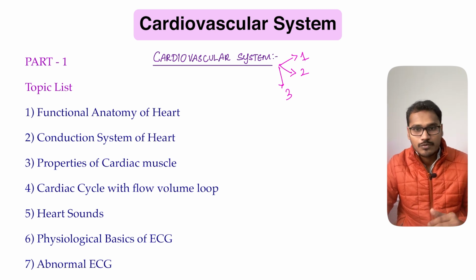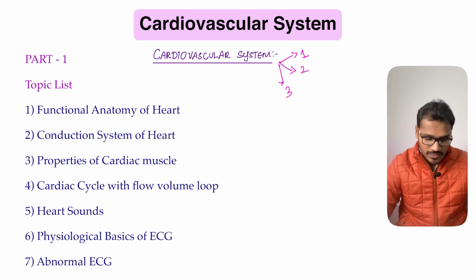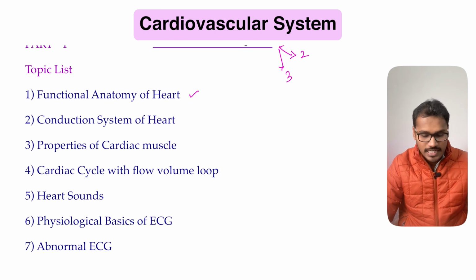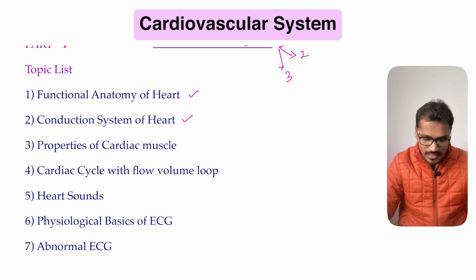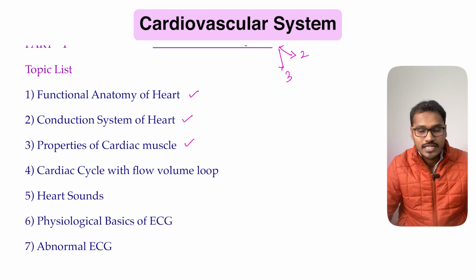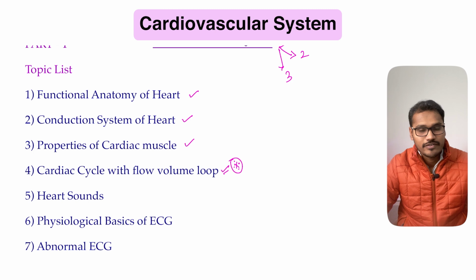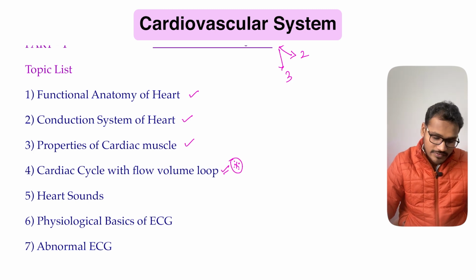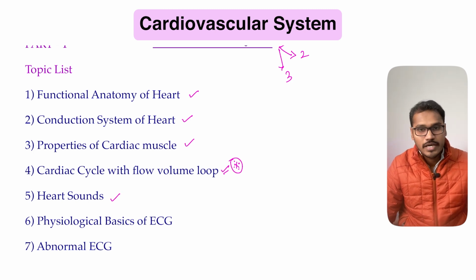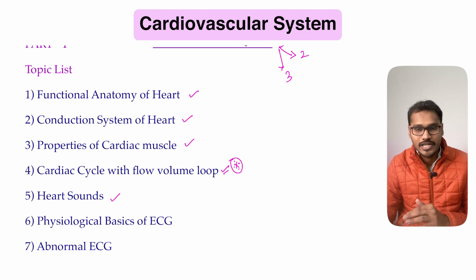So under part 1, I will give you the topic list. First, we will start with the functional anatomy of the heart, then the conduction system of the heart, how the fibers are conducting the impulses, and the various properties of the cardiac muscle, and the cardiac cycle, which is very important from a UG perspective and for the final examinations, and the various heart sounds, followed by the physiological basis of the ECG, that is the electrocardiogram.